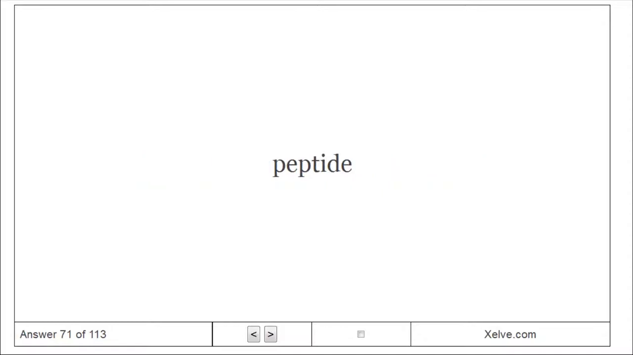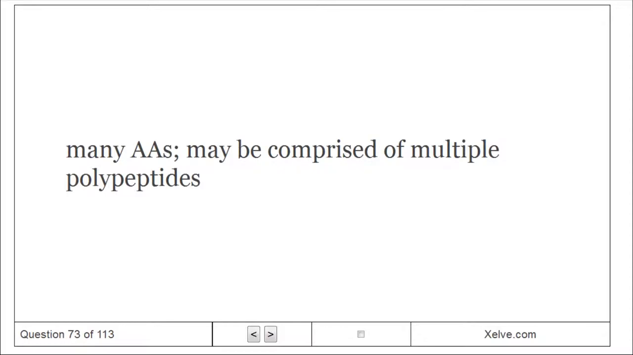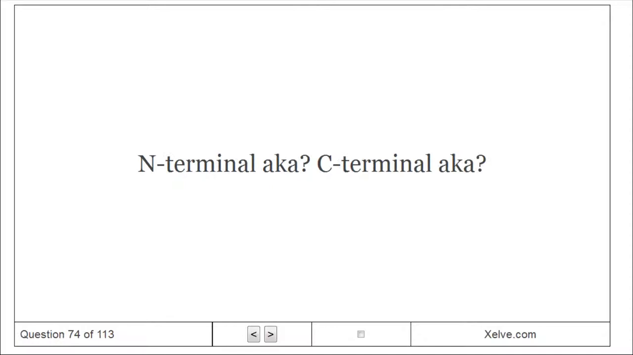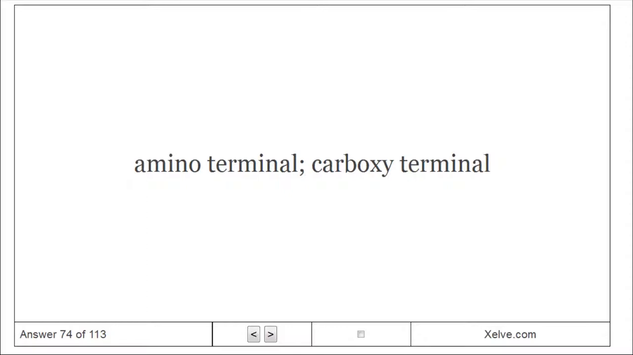Peptide. More than 10 AAs: polypeptide. Many AAs, which may be comprised of multiple polypeptides: protein. N-terminal aka amino terminal, C-terminal aka carboxy terminal.